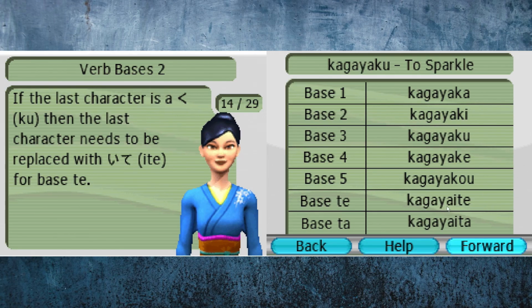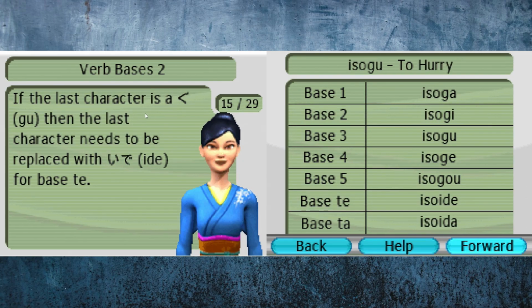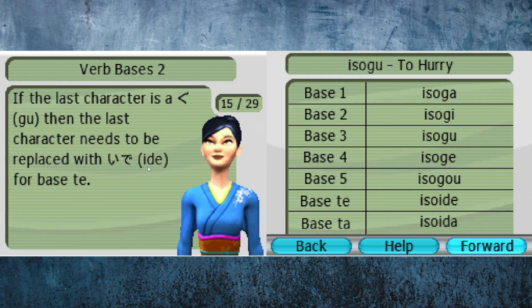Kagayaite is basically you change ku in kagayaku with ite. So if it ends with ku, for example, kagayaku turns into kagayaite because ku turns into ite, and that's te form. And for ta form, it's the same thing, but ku turns into ita, so kagayaita. If the last character is a gu, then the last character needs to be replaced with ide for base te.